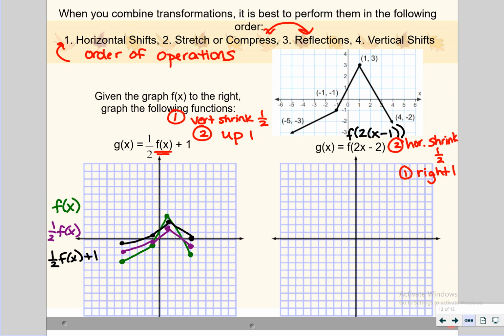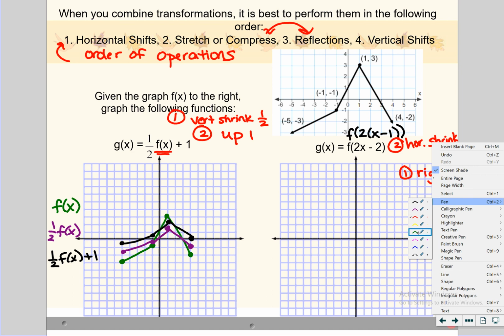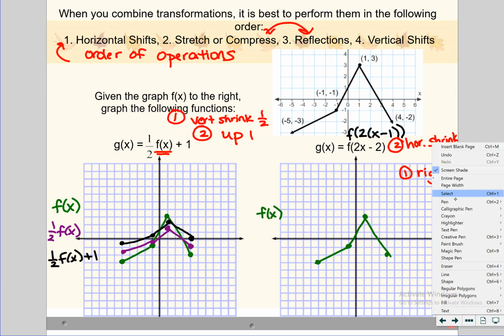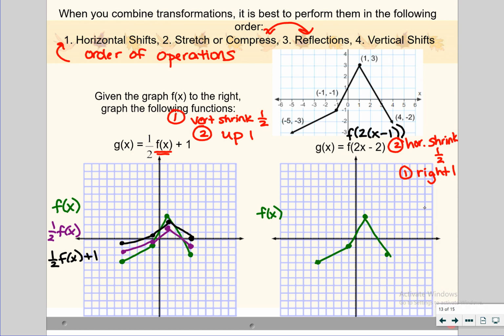All right, so again, I'm going to start by just graphing my original points. (-5, -3), (-1, -1), (1, 3), (4, -2). Original points, f of x. Okay. The first thing that I need to do, according to my little order of operations here, is just move everything to the right 1 unit. That's easy enough. To the right, to the right, to the right, to the right.